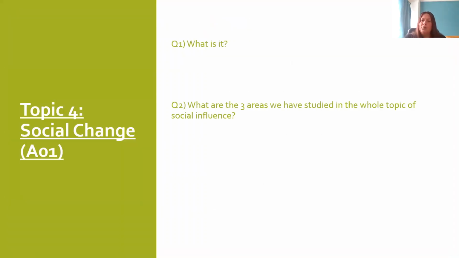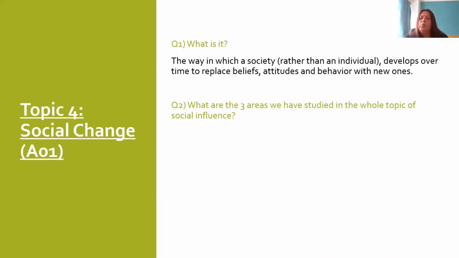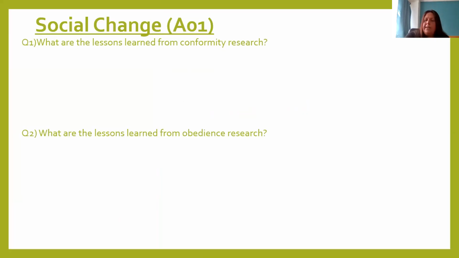So our last topic, social change. Thinking about social change is a bit synoptic, if you like, of everything we've done in social influence. So social change is going to comprise the 3 areas that we've studied. Social change is the way in which society, rather than just an individual, develops over time, and how we replace the beliefs, attitudes and behaviours with new ones. So the 3 areas, of course, are conformity, obedience and minority influence. So with regards to social change, what are some of the lessons that we've learned from conformity research?